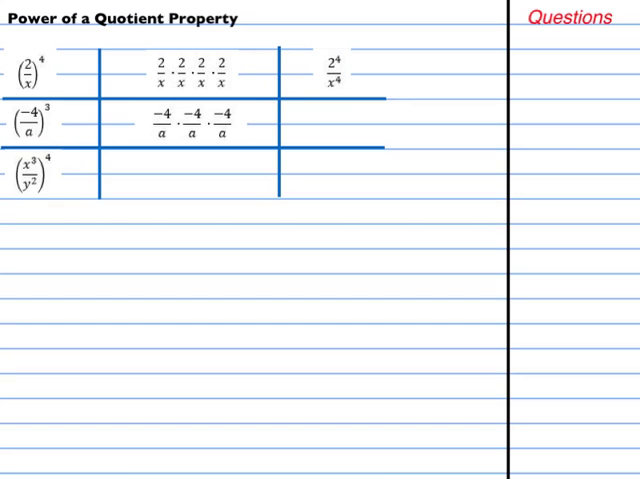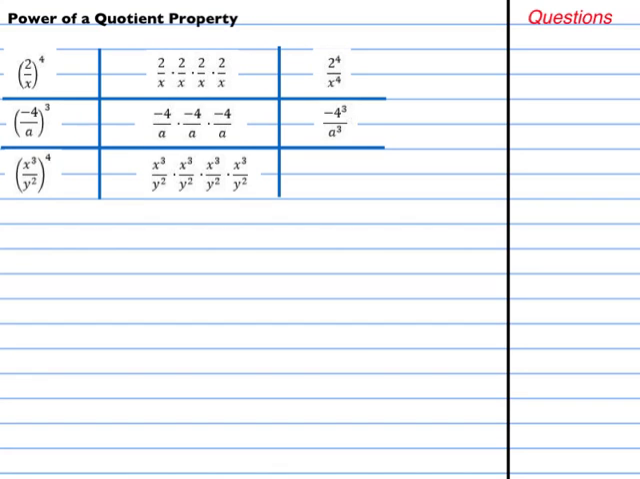Same thing with negative 4 over a. You're going to distribute the 3 in. So I've got negative 4 over a times negative 4 over a times negative 4 over a. And this simplifies to negative 4 to the 3rd power over a to the 3rd power.